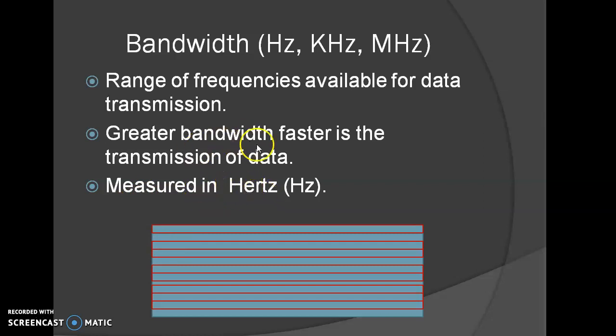Now the greater the bandwidth, I mean if you have more bandwidth, the faster will be the transmission of data from the source to the destination. That means if you are allotted more bandwidth here, more data can be transmitted, so your data will reach its destination faster. So this is what bandwidth is all about. It is measured in hertz, kilohertz or megahertz.